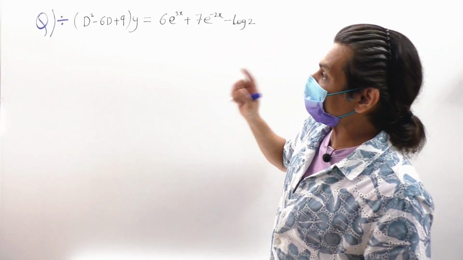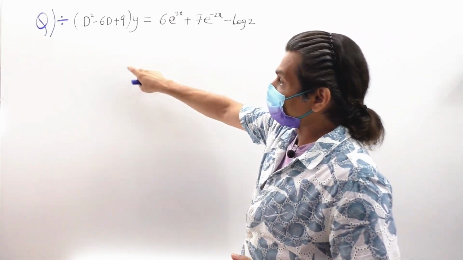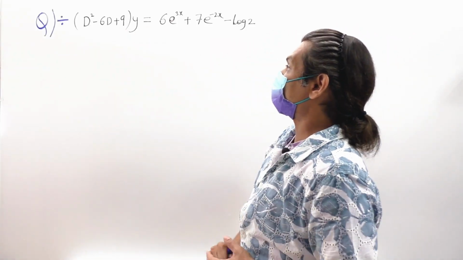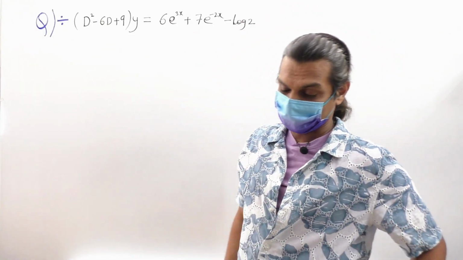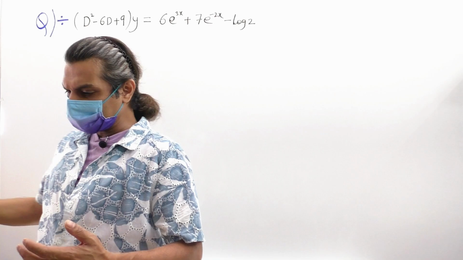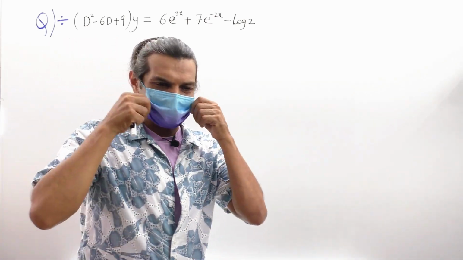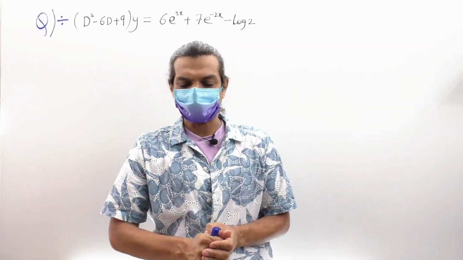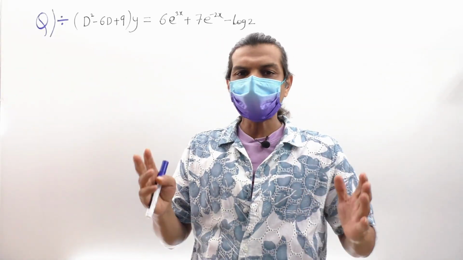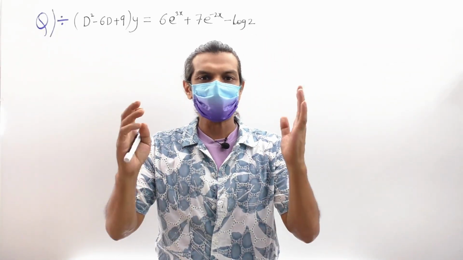Fine. So the first problem is, solve (D square minus 6D plus 9) y is equal to 6 e raised to 3x plus 7 e raised to minus 2x minus log 2. Before solving this problem, let me have a simple recap. I will be doing it in between while solving the other problems also. This is very much required. So please lend your ears to me and listen carefully.